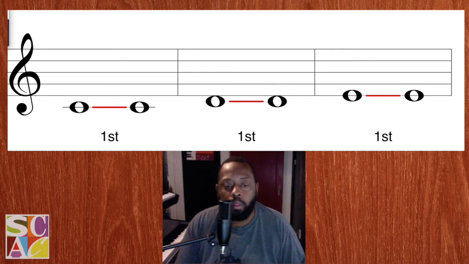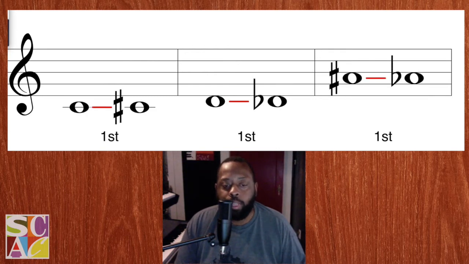Now, when you see accidentals, accidentals are ignored when measuring generic intervals. Only staff position matters. So it doesn't matter if it's C to C sharp, or D to D flat, or A sharp to A flat. It's good that you know the notes, but when we are talking about intervals, the distance is the only thing that matters.